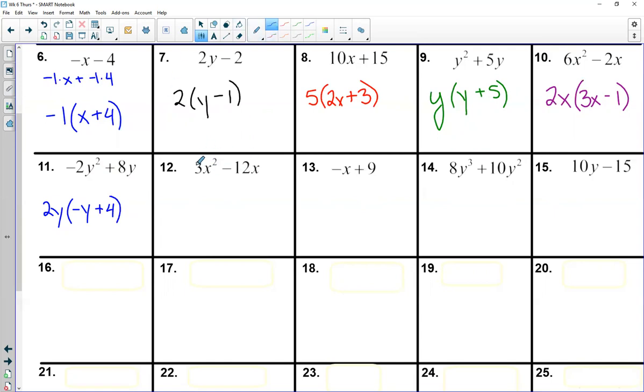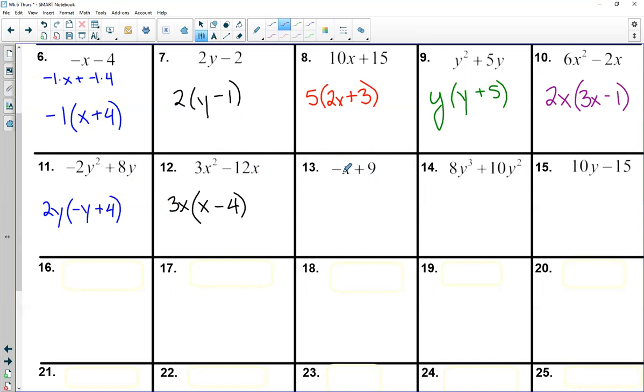Over here, both 3 and 12 are going to share a factor of 3. And then x squared and x are both going to share a factor of x. So we're going to end up with x minus 4. 3x times x will give us 3x squared. 3x times negative 4 will give us negative 12x.